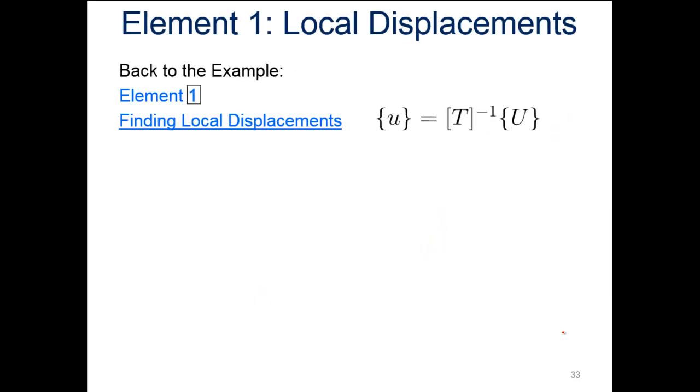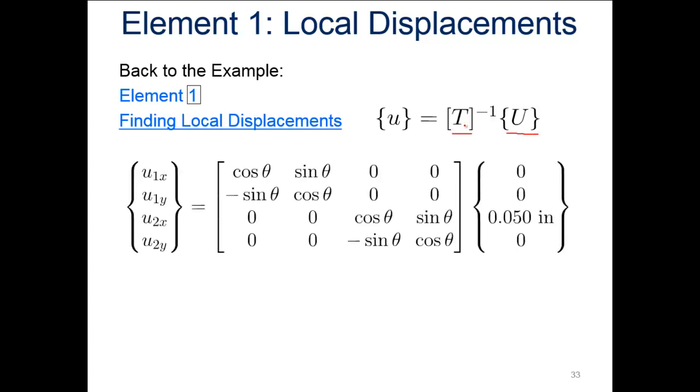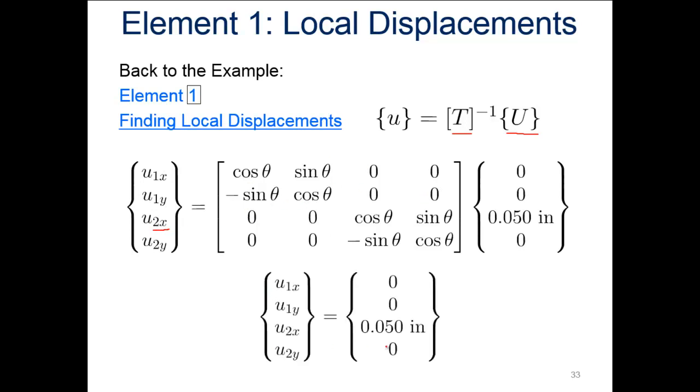All right, so element 1, local displacements. We're going to start with plugging in our global displacements and our inverse transformation matrix. And so here's our global displacement, 0.05 inches that we found at node 2 in the x direction, and 0 everywhere else, in our inverse transformation matrix. Solve that for the local displacements, and hey, it comes out to 0.05. Now this is because the angle here, if you remember for element 1, the angle is 0. So that's why it doesn't change between the local and the global coordinates.